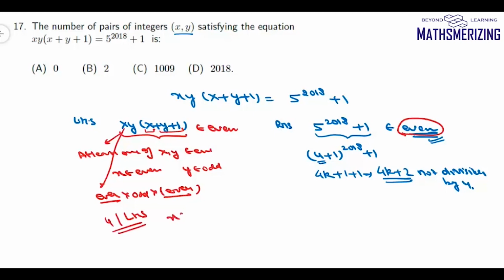Now suppose x is even and y is even. Suppose both the numbers are even. Then x into y again will be divisible by 4. So for any possibility of x and y, this left hand side will always be divisible by 4 and this right hand side is not divisible by 4. So that means the left hand side can never be equal to the right hand side. So the number of pairs of integers satisfying the equation will be simply 0.